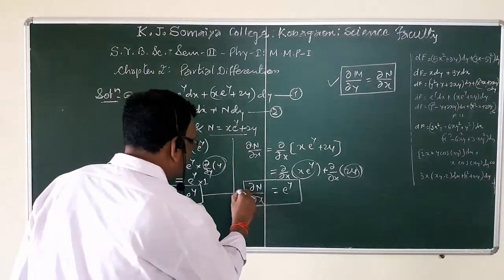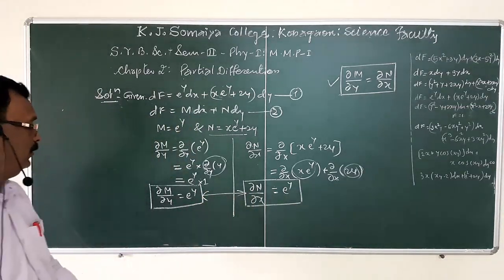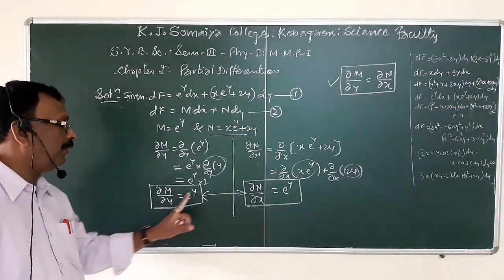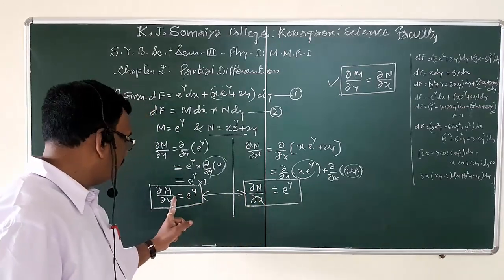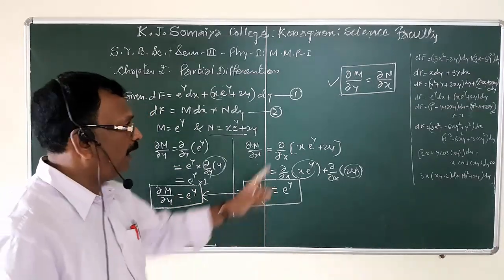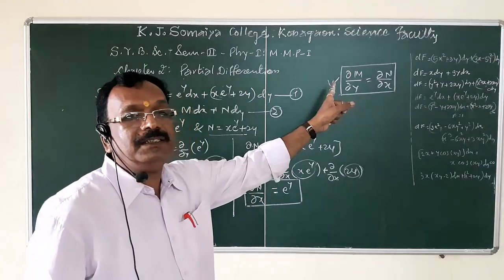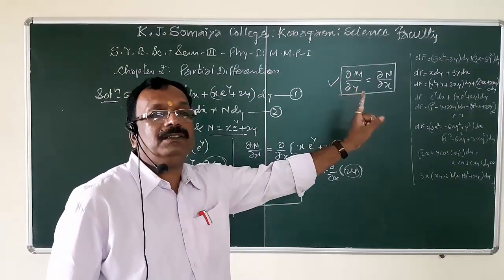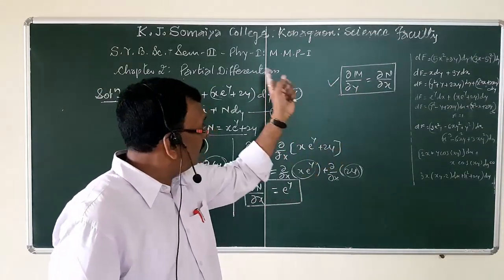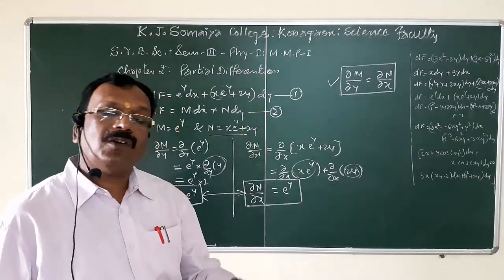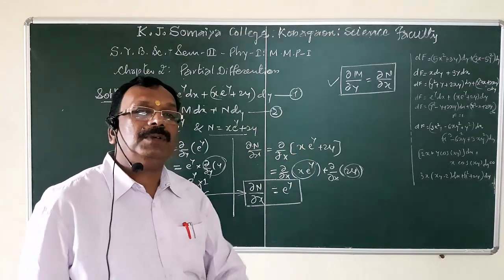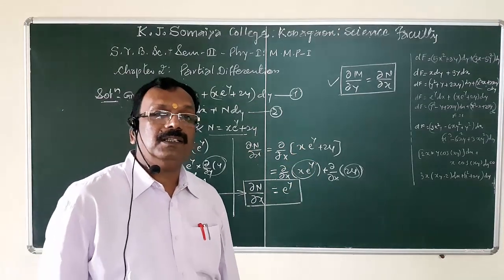When we compare these two values, that is the value of del M by del y and the value of del N by del x, it is found that both the values are the same, and hence the essential condition for an exact differential is satisfied. Hence the given differential equation is an exact differential equation, and from this we can determine the function f.